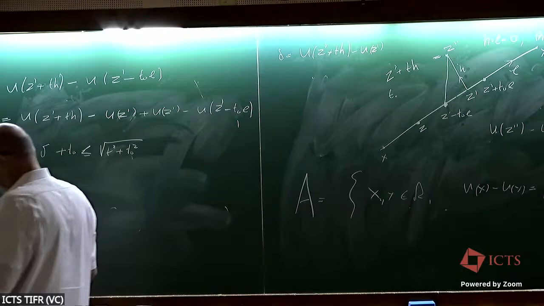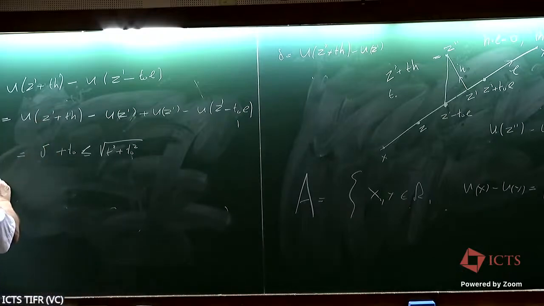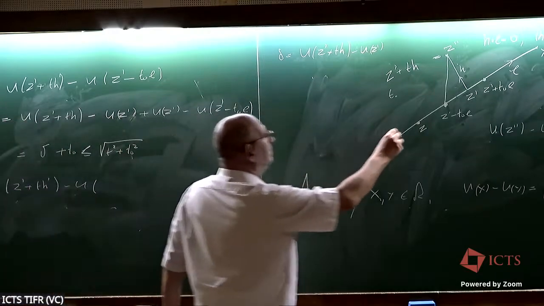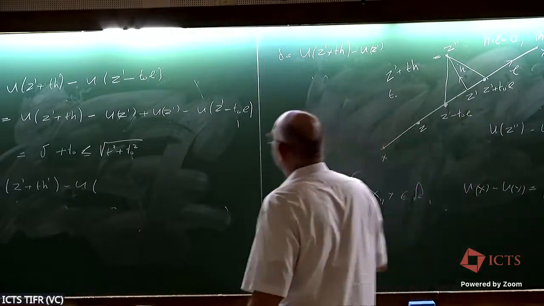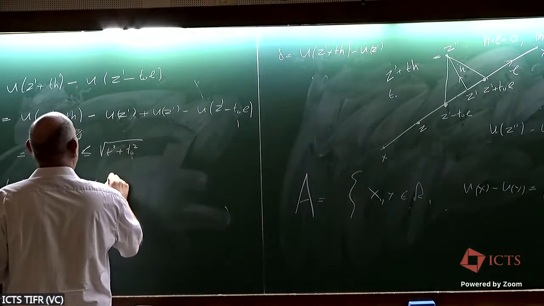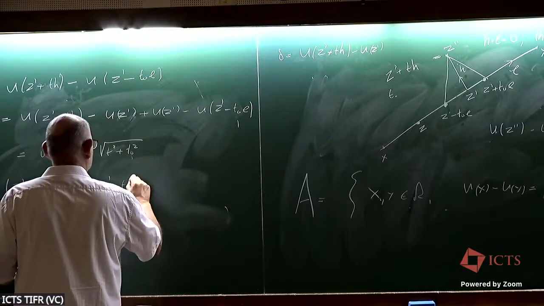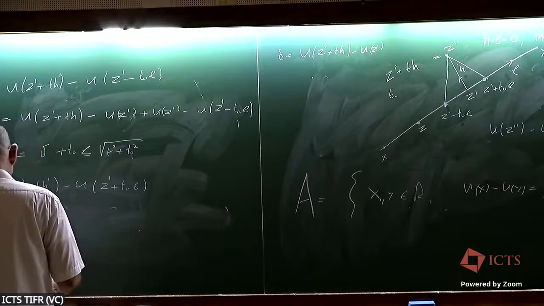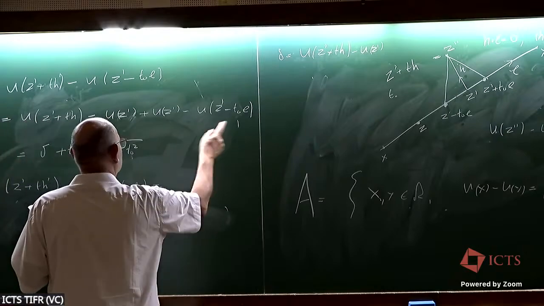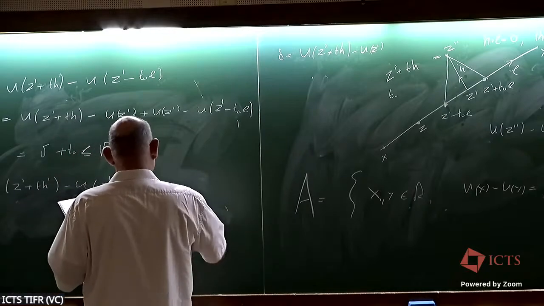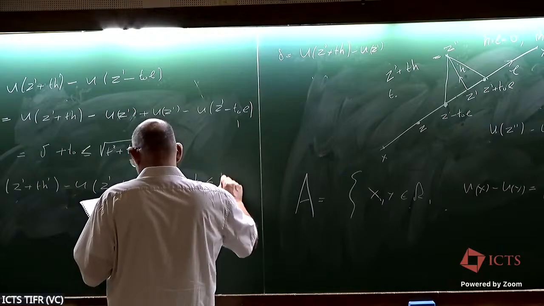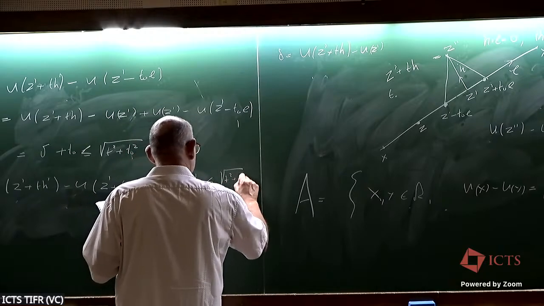The same thing if you calculate the difference between u at the second point, the point here. You do the same thing, plus T0 here. And the same calculation will give us that this is delta minus T0. This is again smaller or equal than square root of t square plus T0 square.